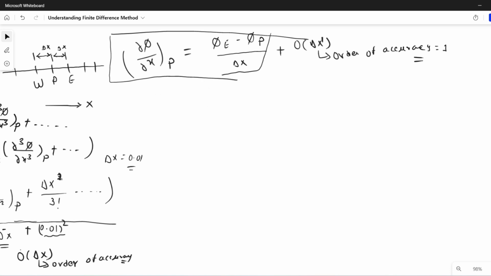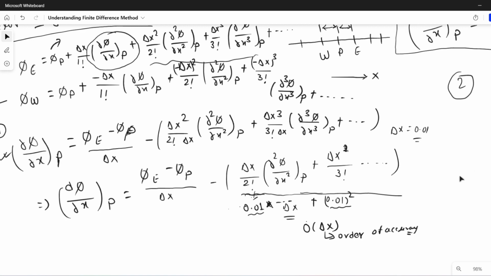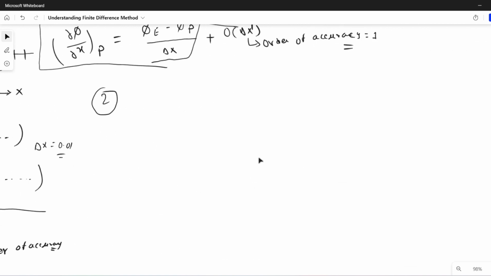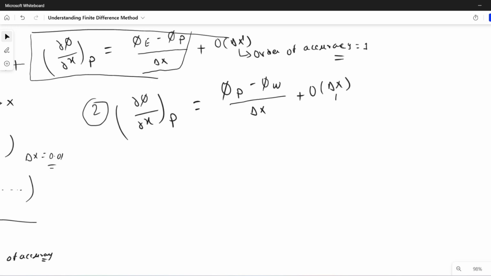Now suppose we want to use equation 2. So what was my equation 2? This was my equation 2. My φW was written using φP and ∂φ/∂x at point P. When we do a similar exercise using equation 2, we get that ∂φ/∂x at point P will be equal to (φP minus φW) divided by Δx plus order of accuracy, which will also be equal to 1 in this case because this is raised to power 1.